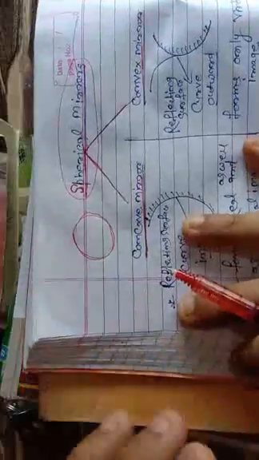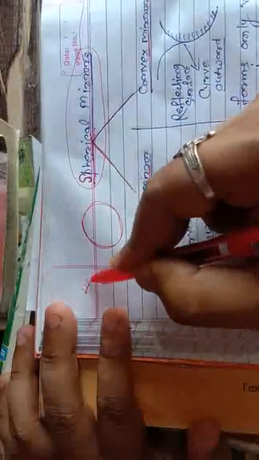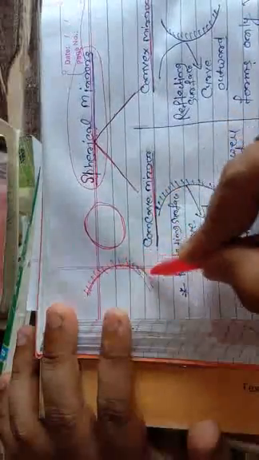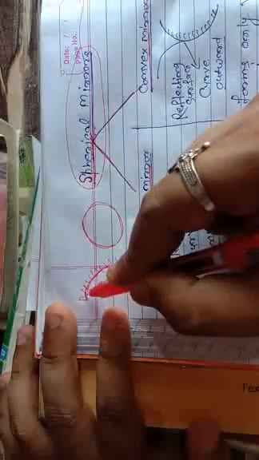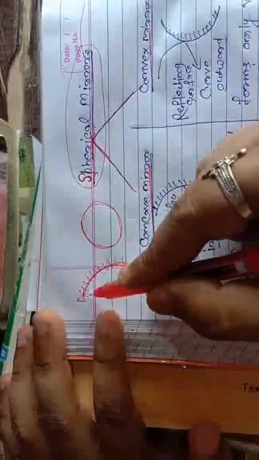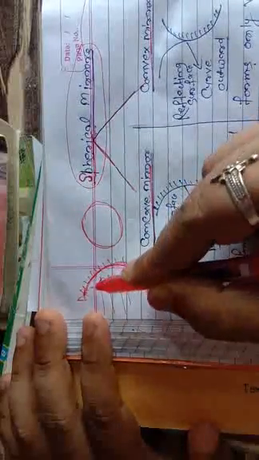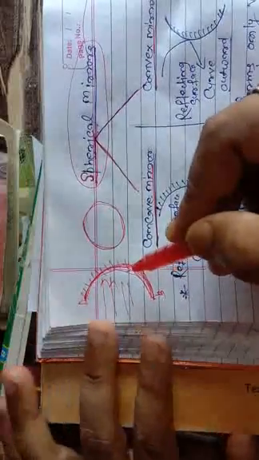Okay, so while understanding the concave mirror, first we see its figure. This is the figure of a concave mirror. Here we see that from A to B, this is the reflecting surface. That means the light will reflect from A to B. Light will come in this manner and it will reflect from the surface of the mirror. This is called the reflecting surface.